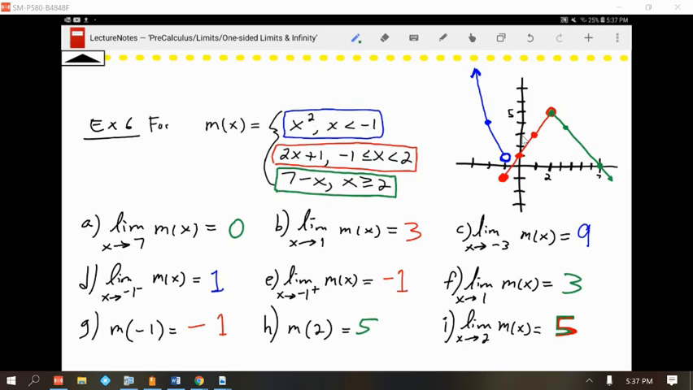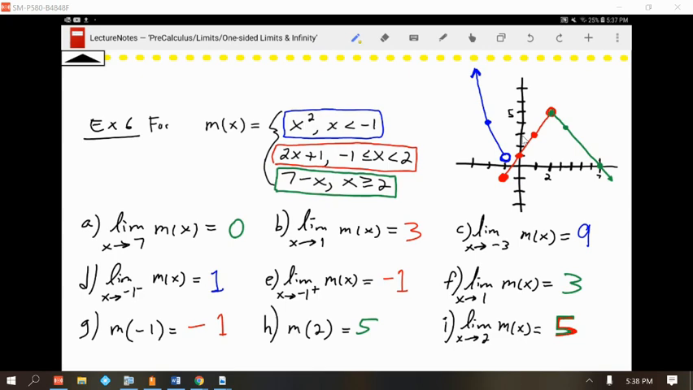Okay, so parts A, B, and C had nothing to do with -1 and 2. -1 and 2 are the values where this graph is kind of balanced around. Right? They're the values where the graph changes. And so to do part D, what's the limit as x approaches -1 from the left? So -1 from the left is which piece? It's the blue one, the top one.